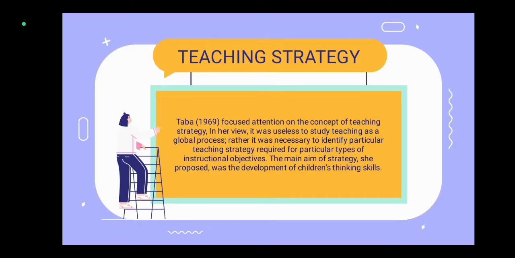Then teaching strategy. Taba, 1966, focused attention on the concept of teaching strategy. Here it was not used to study teaching as a global process. Rather, it was necessary to identify particular teaching strategies required for particular types of instructional objectives. The main aim of the strategy she proposed was the development of children's thinking skills.